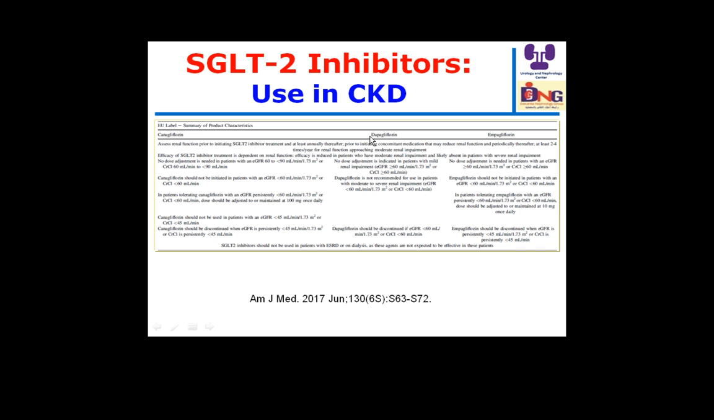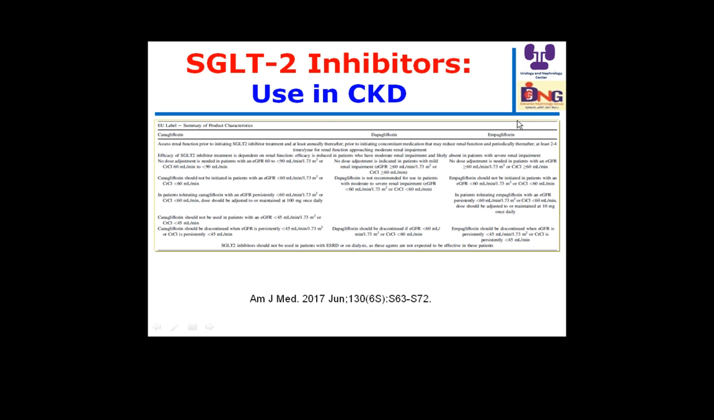Regarding dapagliflozin, no dose adjustment is indicated if the estimated GFR is above or equal to 60 ml per minute. DAPA is not recommended for use in patients with moderate to severe renal impairment. This means estimated GFR less than 60 ml per minute. DAPA should be discontinued if estimated GFR is less than 60 ml per minute.